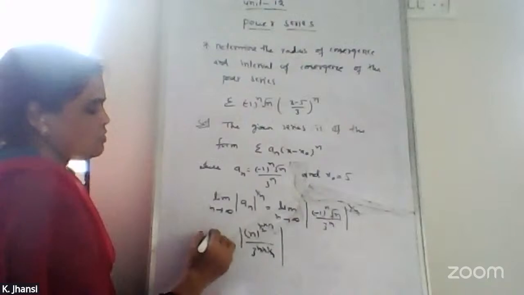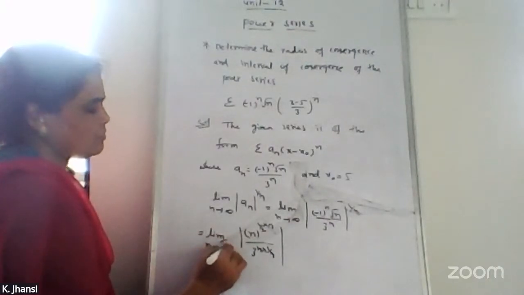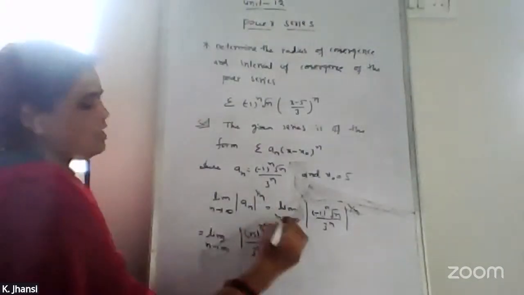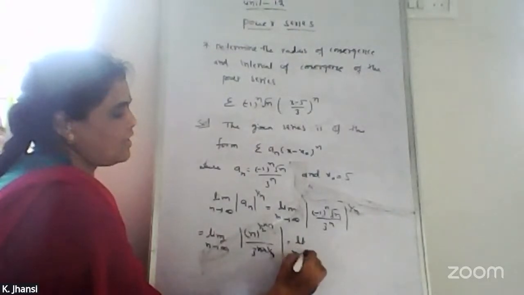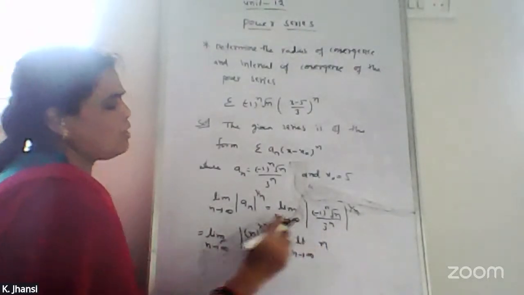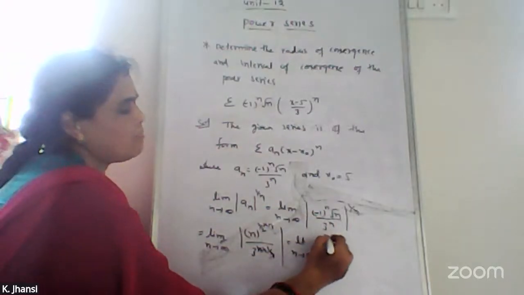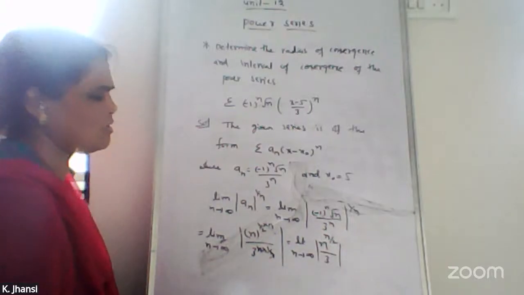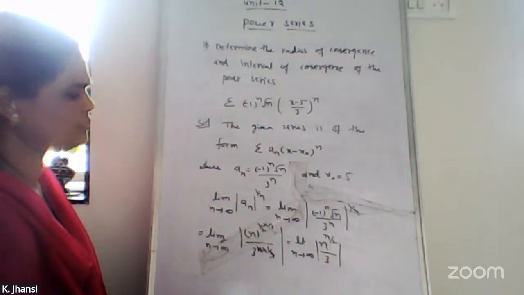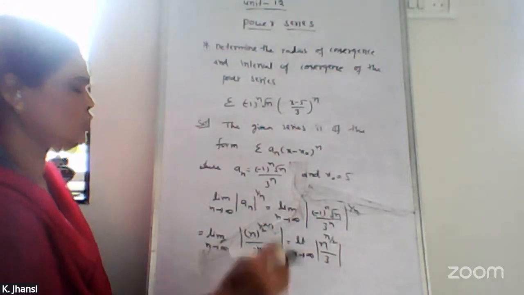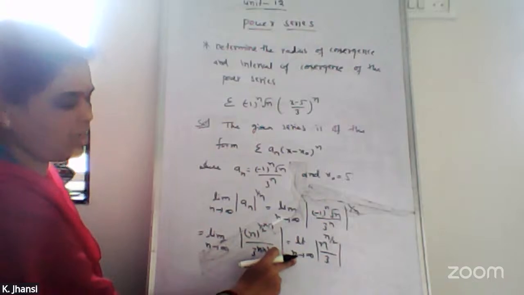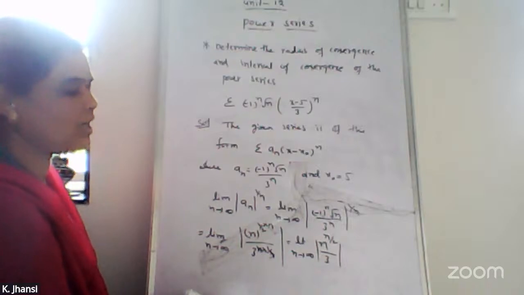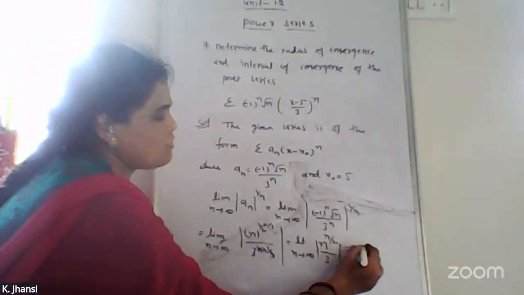And it is equals to limit n tends to infinity. This n and n both will get cancelled. You will get limit n tends to infinity n to the power of 1 by 2n by 3. So here the n value we have is infinity. So infinity to the power of 1 by 2n, whatever the value is, you will get it as 1. So it is equals to 1 by 3.